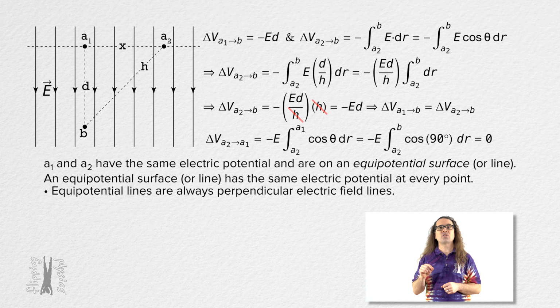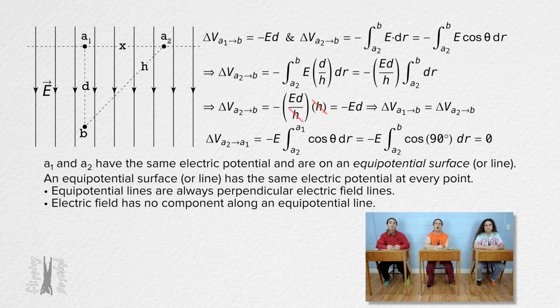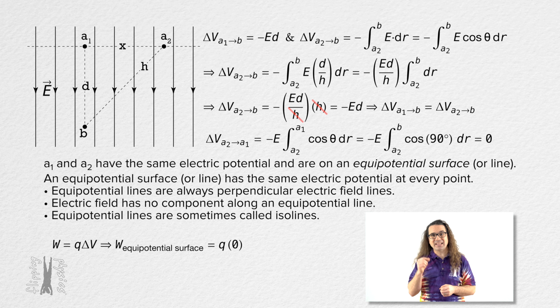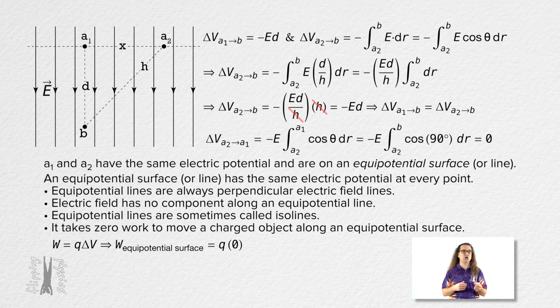Equipotential surfaces or lines are always perpendicular to the electric field. That means the electric field has no components along an equipotential surface or line. Actually, I'm going to stop saying both surface and line. You get the idea. Equipotential lines are sometimes called isolines. The work required to move a charge equals charge times electric potential difference, and when moving a charge along an equipotential surface, the electric potential difference is 0. Therefore, the work required to move a charge along an equipotential surface is 0.